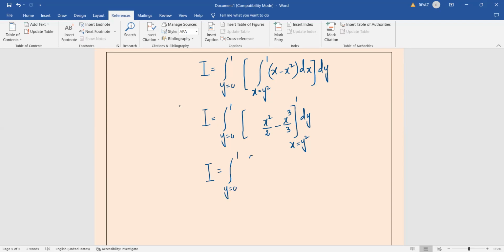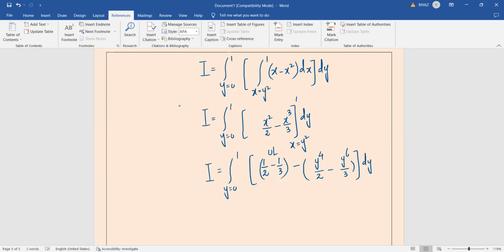Now see, upper limit is, in place of x, if you put 1, so 1 by 2 minus 1 by 3. This is overall upper limit minus lower limit. In place of x, if you put y square, then it becomes y power 4 by 2, correct? In place of x, y square whole square, y power 4 minus, in place of x again, y square whole power 3. 2 3s are 6, y power 6 by 3, and then this is dy.